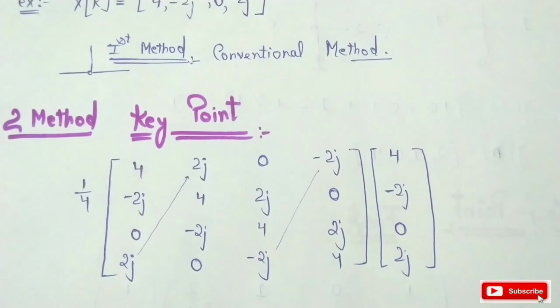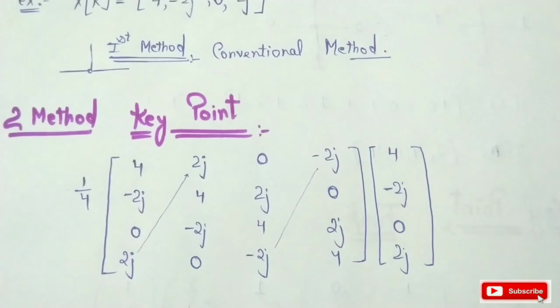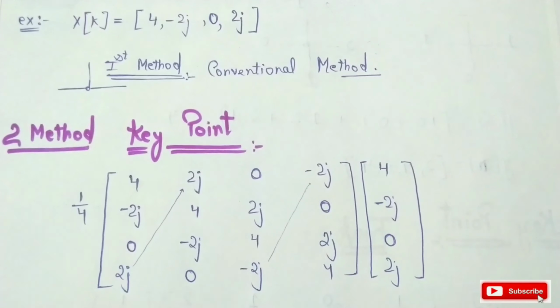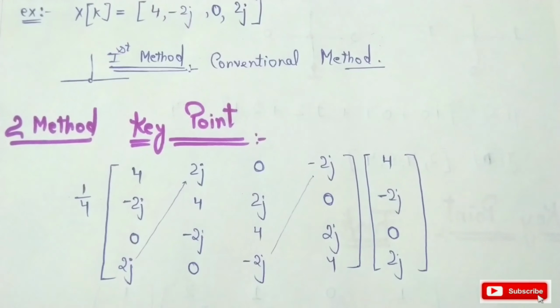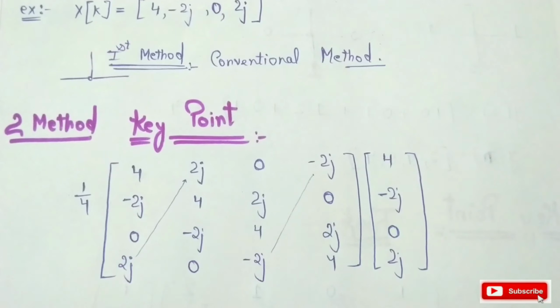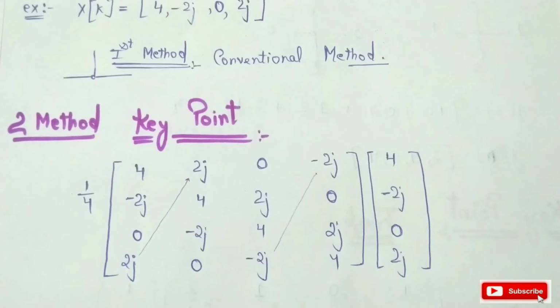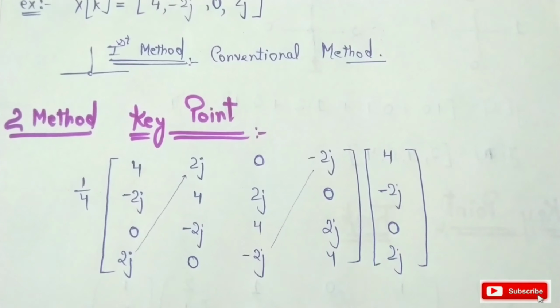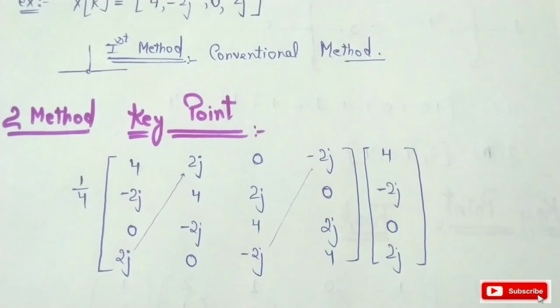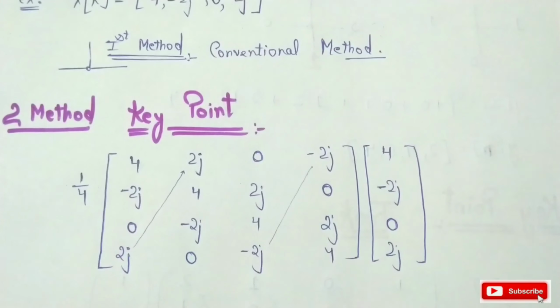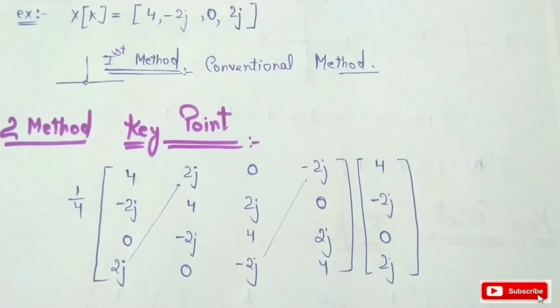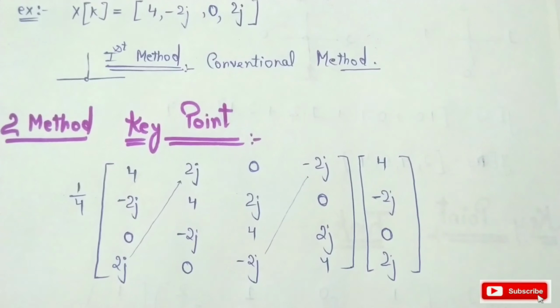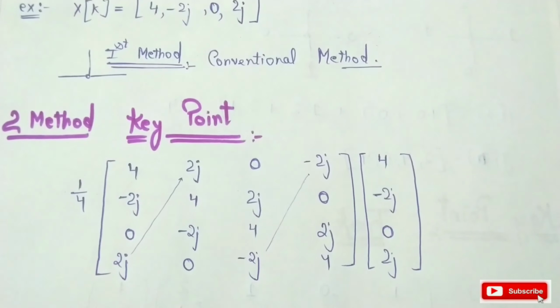So we write X of k. In the first column we write 4 minus 2j, 0 and 2j. Then the same 2j is shifted to the upward side. Then 4 minus 2j, 0. Then 0 is shifted to the upward side. Then the rest of the terms 2j, 4 and minus 2j. Then again minus 2j, 0, 2j and 4. Then we write in the column way the signal with which we want to convolve our signal, that is 4 minus 2j, 0 and 2j.